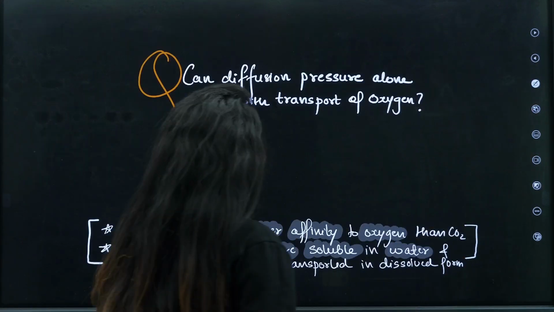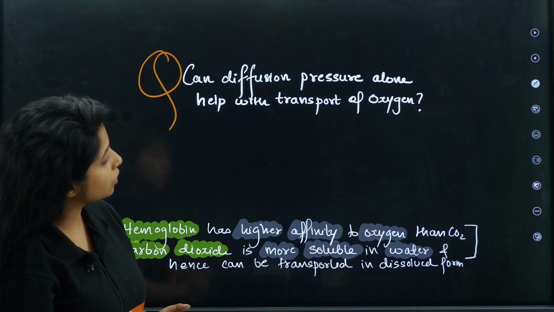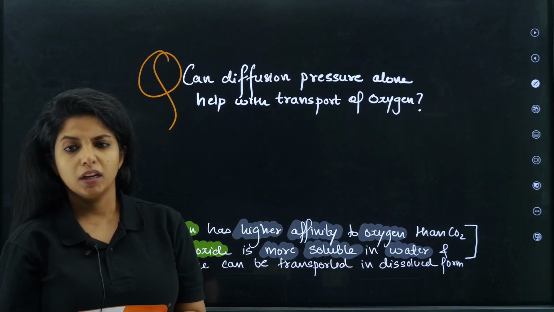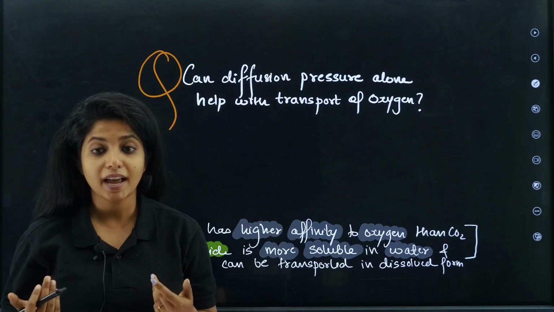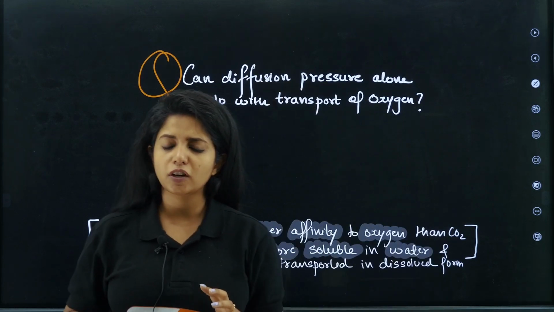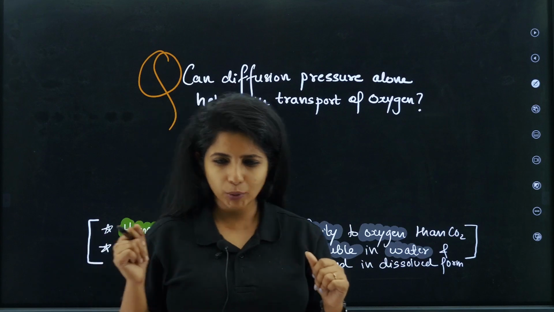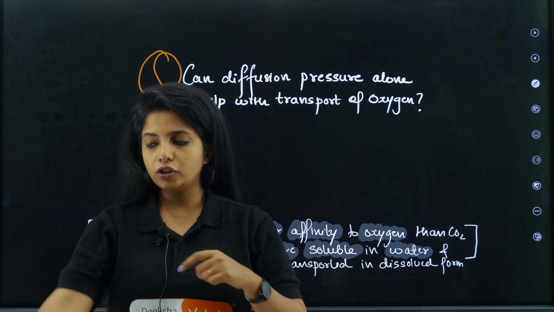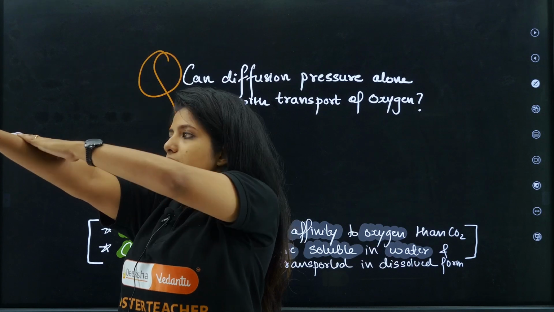Let's see. Can diffusion pressure alone help with the transport of oxygen? Alone, not above. Can diffusion pressure alone help with the transport of oxygen in the case of human beings, my dear children? What do you think? Question time. Just imagine diffusion is happening. Oxygen is more here, oxygen is less here. Oxygen gets inside the cells over here.